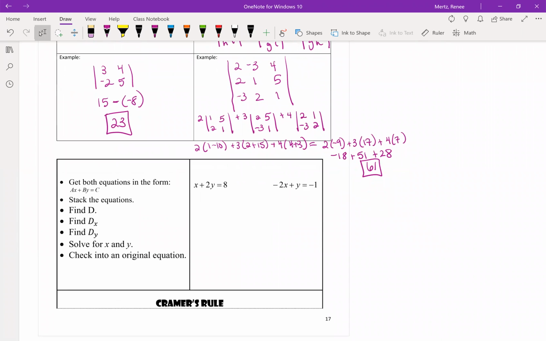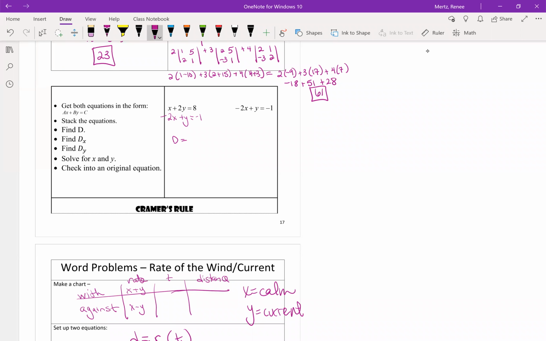All right, and lastly, it's Cramer's rule. So we want to stack them. So you want to set up the coefficients after we stack them. So 1, negative 2, 2, 1. So this is the x coefficients, the y coefficients. D of x gets the answers, and then the y coefficients. D of y gets the x values, and then the answers.